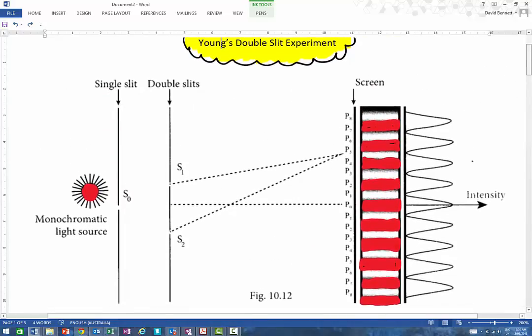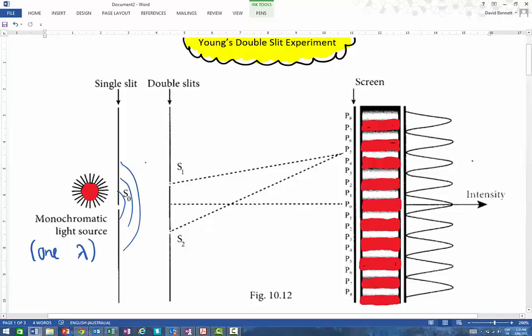So if you think about it, we've got a monochromatic light source. Monochromatic means it basically has only one wavelength. That's the monochromatic light source. When it gets to the slits, it's going to spread out like that. So when it gets to slit number 1 and slit number 2 over here, it's going to be exactly in phase.